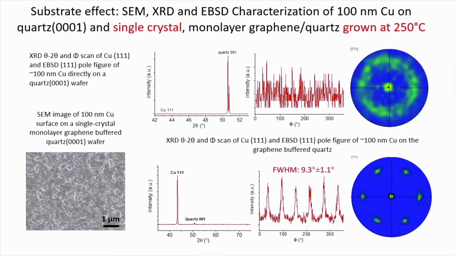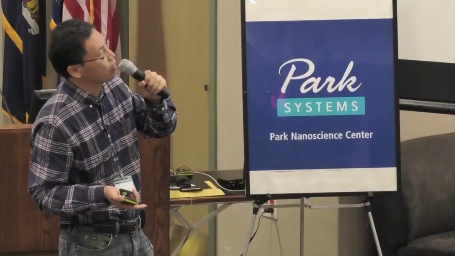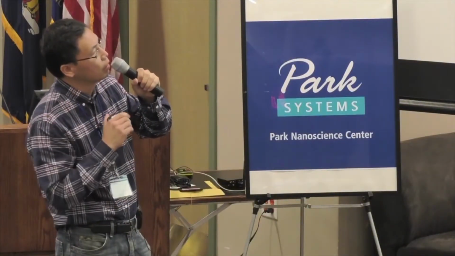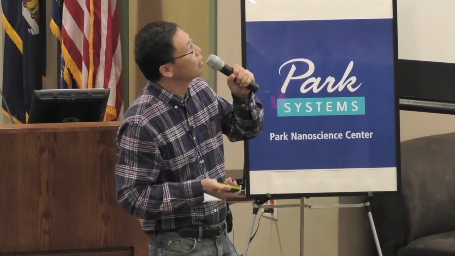So in this slide, we can see that the crystallinity of the silicon oxide substrate does not have much effect on the copper epitaxy on graphene, meaning that the graphene has a pretty good screening effect to block the silicon oxide substrate interactions.